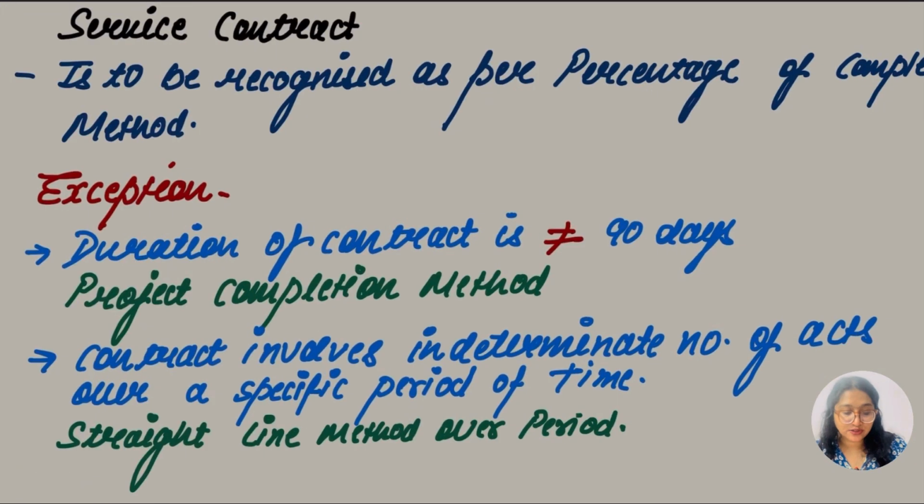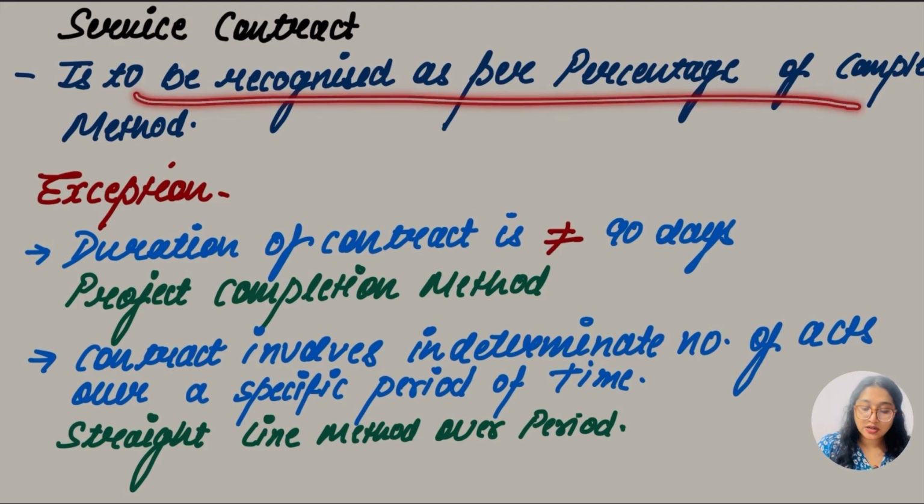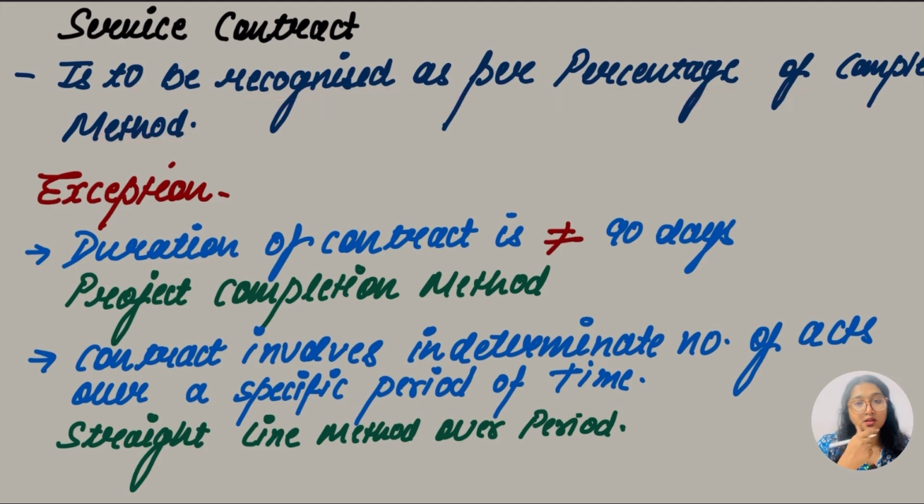Let's go for the service contract. Now it is to be recognized as percentage of completion method. These two are same, meaning for the construction contract and for the service contract, treatment is same. No, this is a little bit different. As I told you, for the construction and service contract, it is to be recorded on the percentage of completion method.